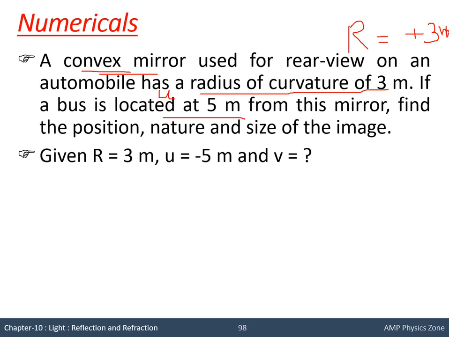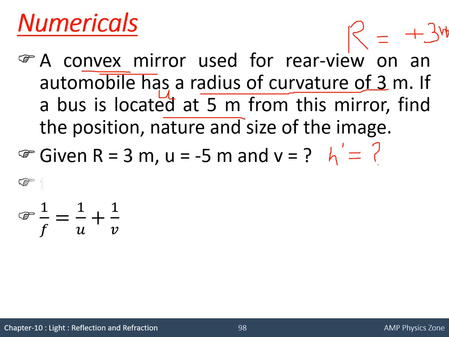So given is R plus 3 meter, object distance is denoted by U, minus 5 meter, and V we need to find. Along with V, H also we need to find, that is size of image, H dash, or you can say HI. So formula used will be 1 by F is equal to 1 by V plus 1 by U. So in that we need F. So instead from R we can find F first. So this formula we have to use, but for using this formula we should have F.